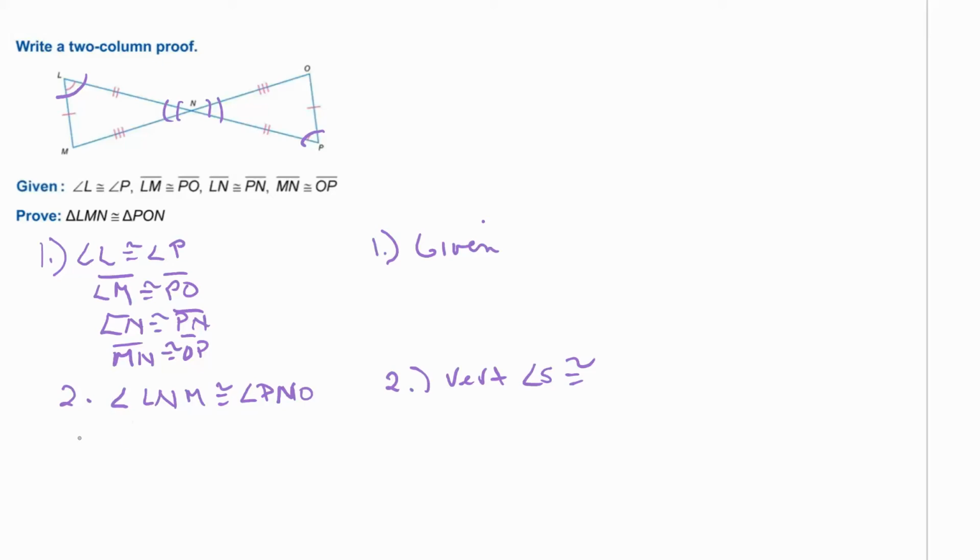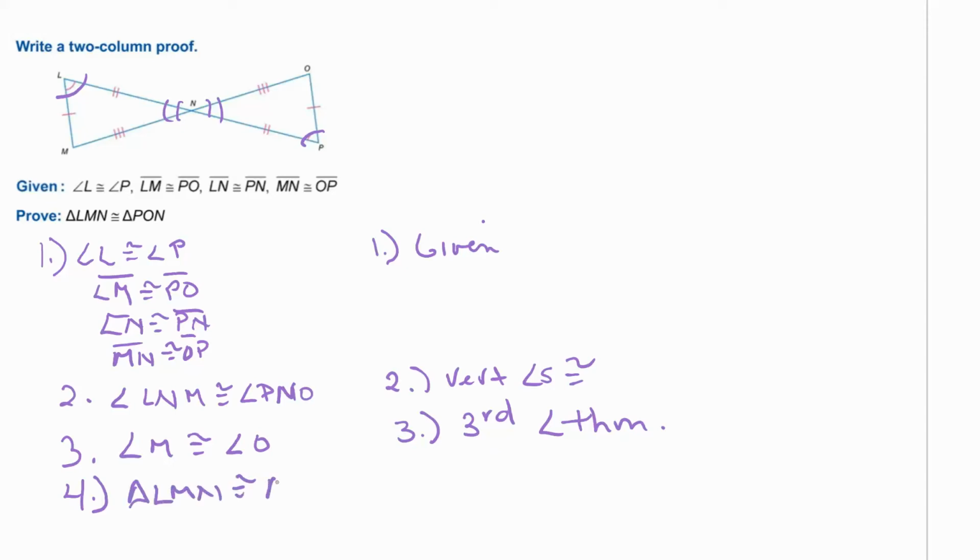So now I know that angle M is congruent to angle O by the third angle theorem. Since two of the angles are congruent, the third one has to be congruent. So now I have triangle LMN is congruent to triangle PON, because all corresponding angles are congruent and all corresponding sides are congruent. So all corresponding parts are congruent.